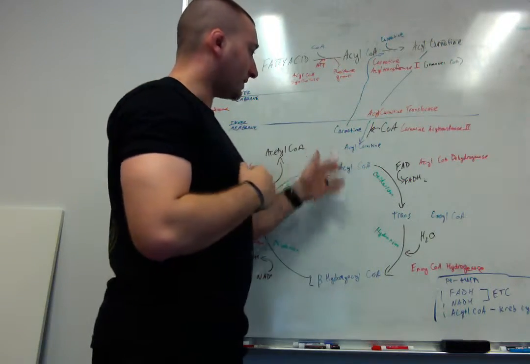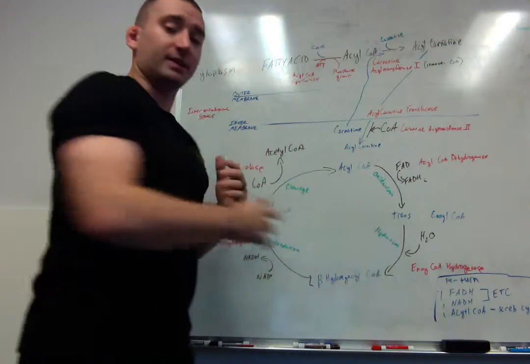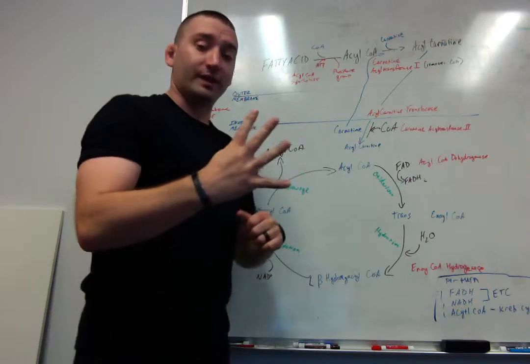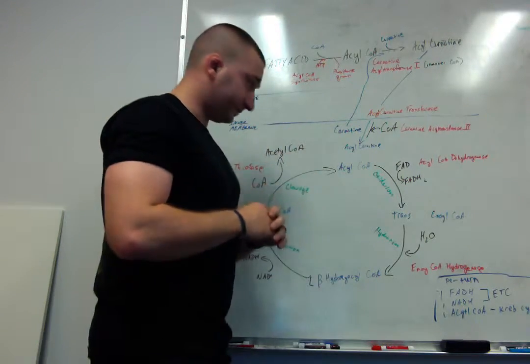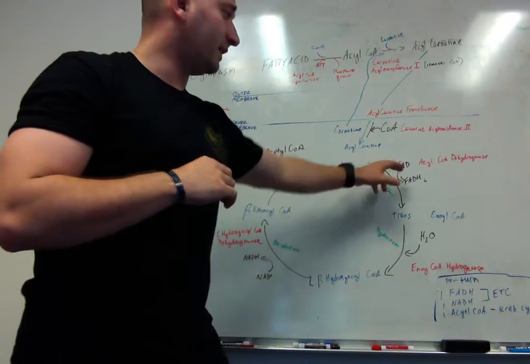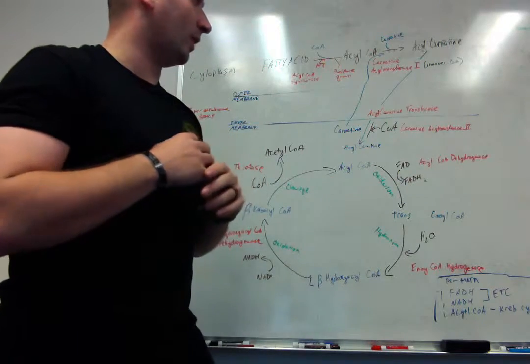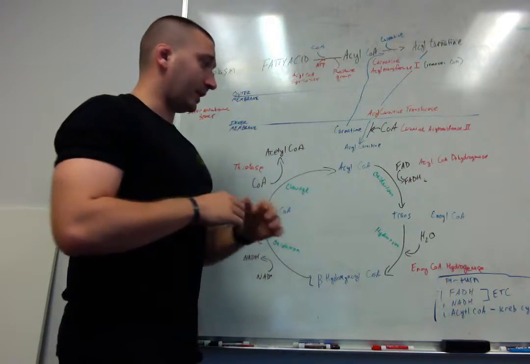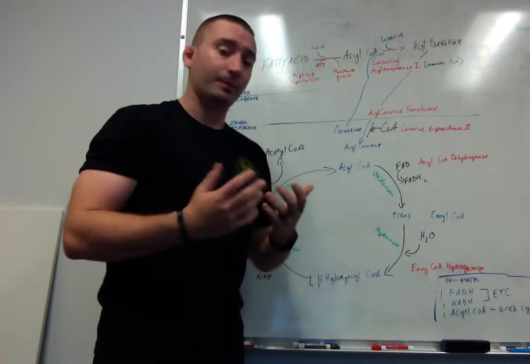All right, so basically what that leaves us with is acetyl-coenzyme A. And now we can go into the beta oxidation phase, which has 4 phases. We start with the oxidation phase. FAD is going to turn to FADH2 through the enzyme acyl-CoA dehydrogenase, which is going to give us trans-enoyl CoA.